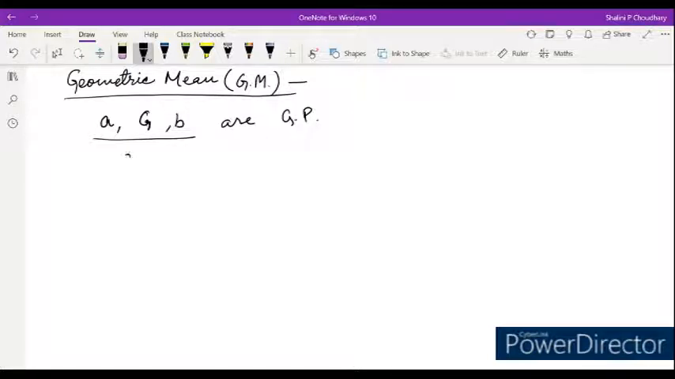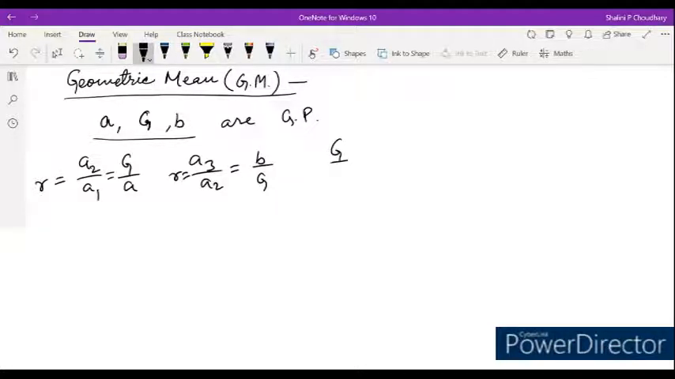the ratio of A2 upon A1 should be equal to the ratio G upon A. And A3 upon A2 is equal to B upon G. As we all know, the ratio will be the same. It means G upon A must be equal to B upon G. When we solve this, we get G square equals AB. It means G will be equal to square root of AB.